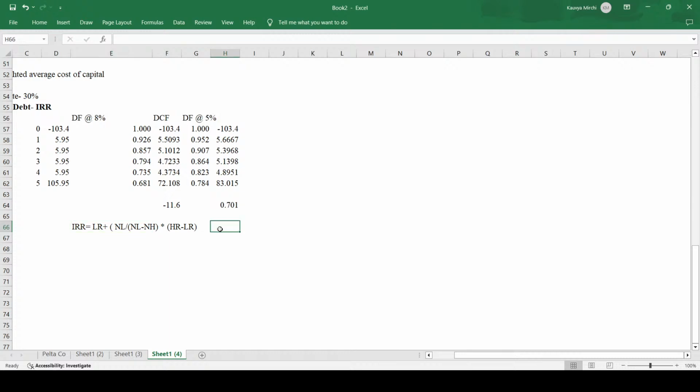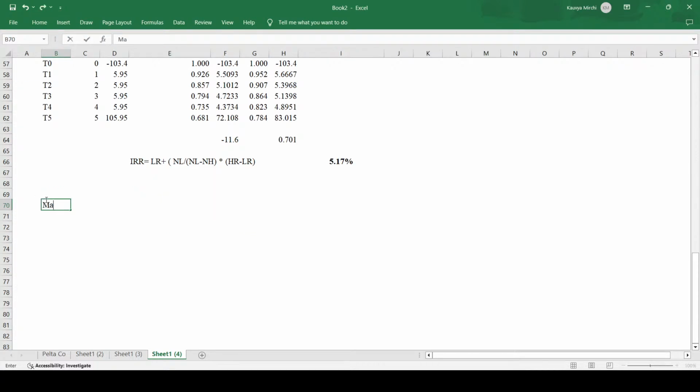So how do we do this? First, open the bracket. What is my lower rate? Lower rate is 5 percent. And open the bracket. NPV at lower rate divided by, again open the bracket, NPV at lower rate minus NPV at higher rate. Close two brackets. Then multiply with one more bracket, which would be the higher rate value, people.